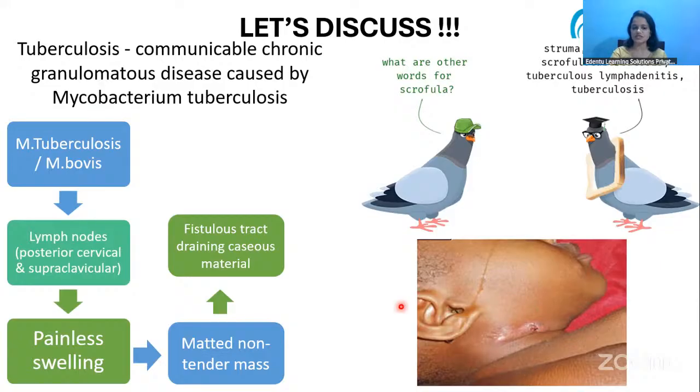Such a case is called tuberculous lymphadenitis, or scrofula. Scrofula was also called king's evil, but that term is not used nowadays. So it is called scrofula or tuberculous lymphadenitis, which is the most appropriate term. These matted lymph nodes, over time with a fistulous tract, can be seen draining the caseous material. Such a case is called scrofula.